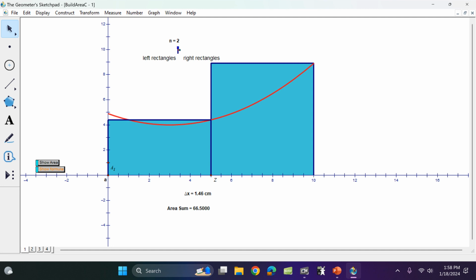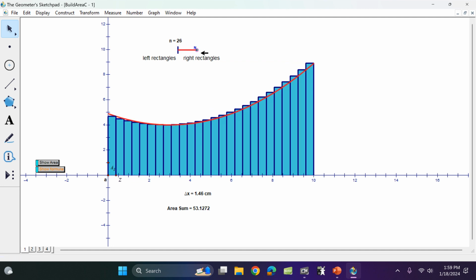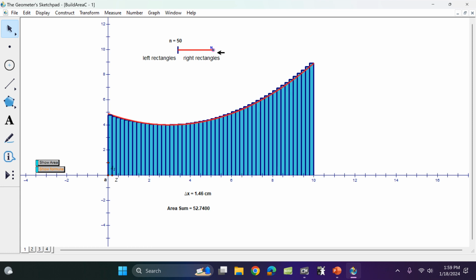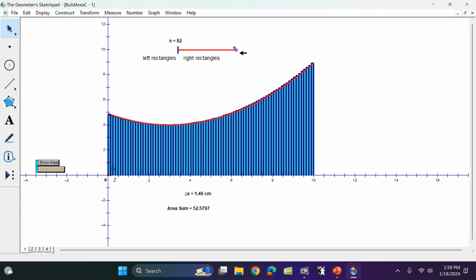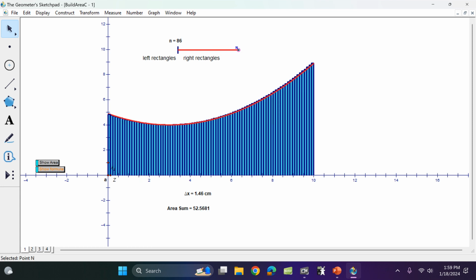I'll ask you an obvious question. Is that a good representation? Are those blue rectangles a good representation of the area under the curve? Good, right. Why? Well, you got a bunch of blue above, you got a bunch of white below. So what can we do to make it more accurate? If I increase the number of rectangles, you can see that we get closer and closer to the actual area.